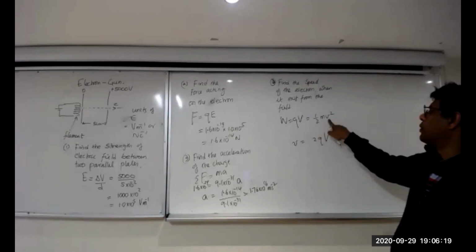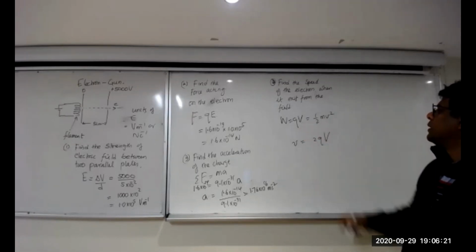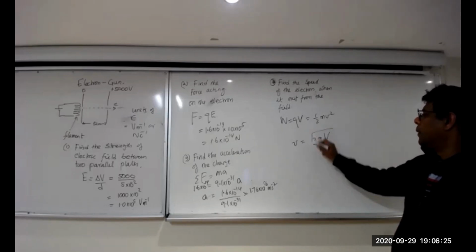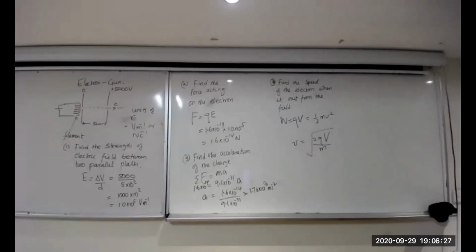Don't mix up the two. That's the speed, that's the potential difference, in fact. v equals the square root of 2Q times V over m.